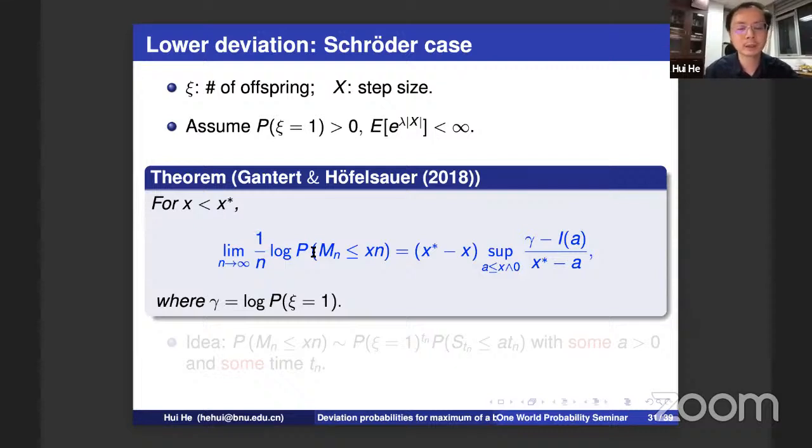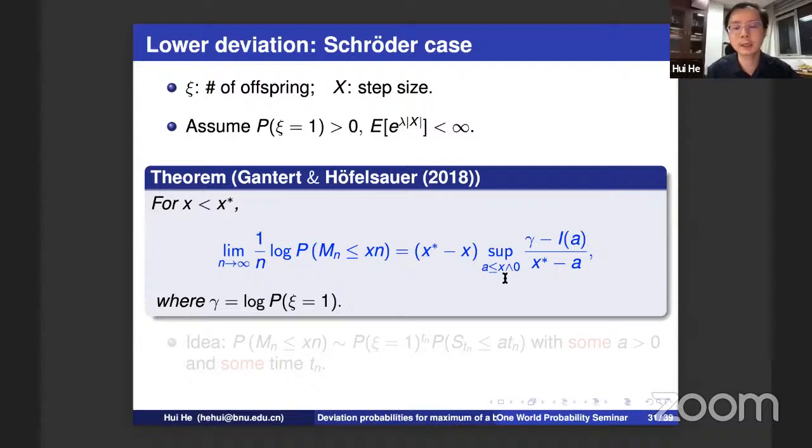this probability, that is Mn less than xn, this probability goes to 0 as n goes to infinity. So then you take logarithm of this probability, you take 1 over n here. This quantity as n goes to infinity will converge to the limit on the right hand side.